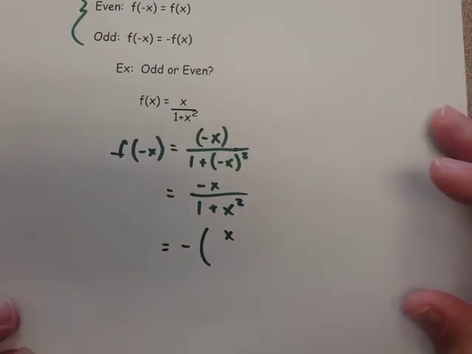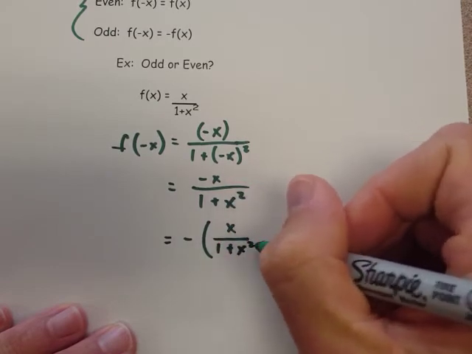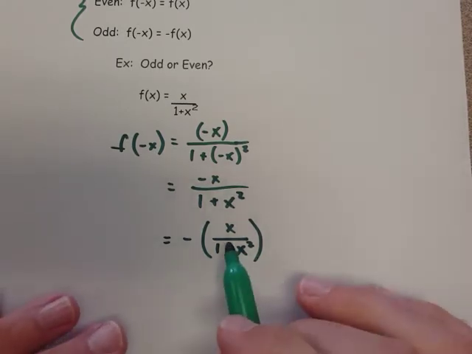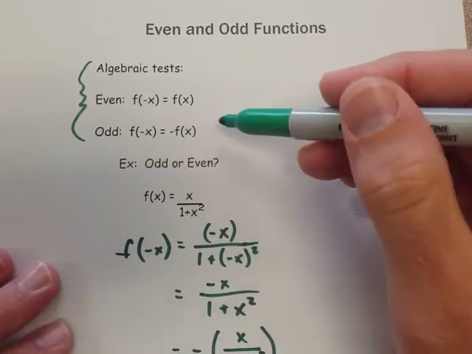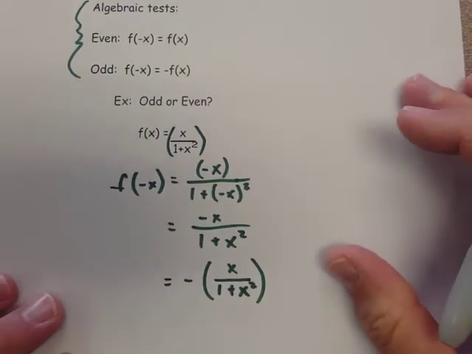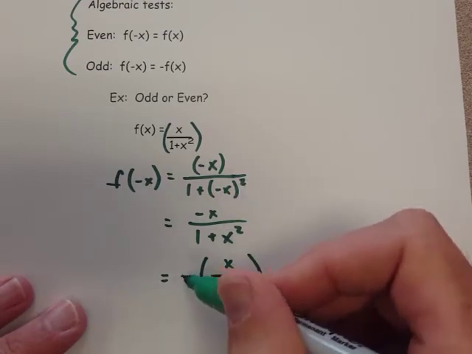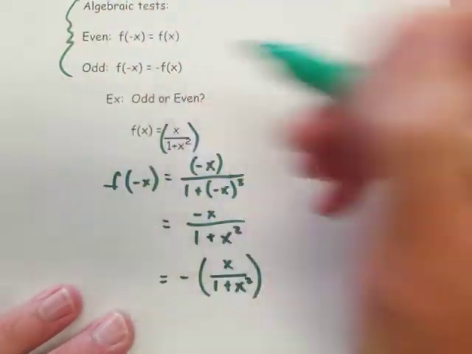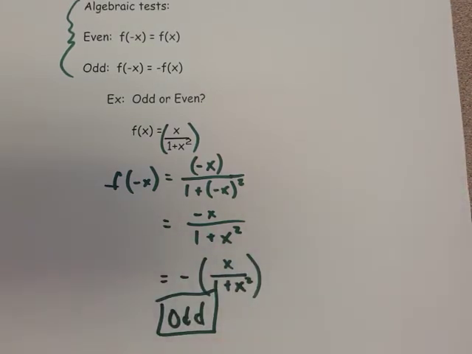As I finish this one up, I'm just going to put parentheses around that so that we can see a little bit more clearly what we're dealing with. So this is what comes out the other end, and we look up here at our test and decide, which one is this? Now the original function was x over 1 plus x squared. Well, this is exactly opposite of what the original was. So that verifies that this one is in fact odd. The test here shows odd.